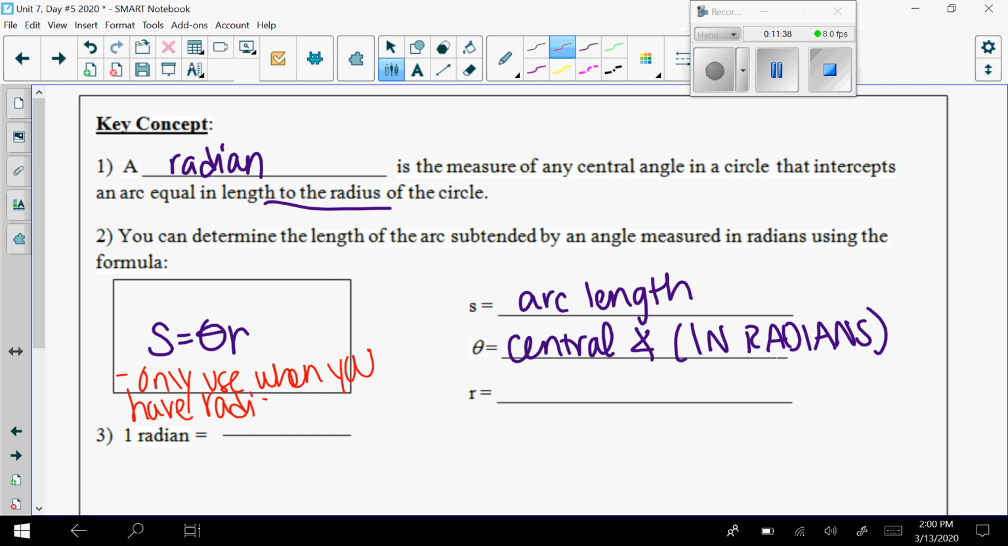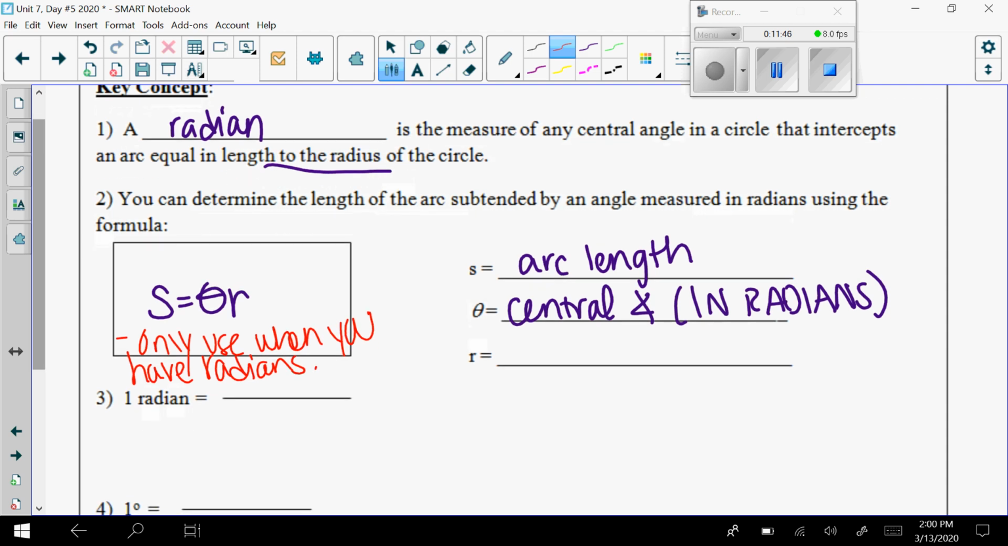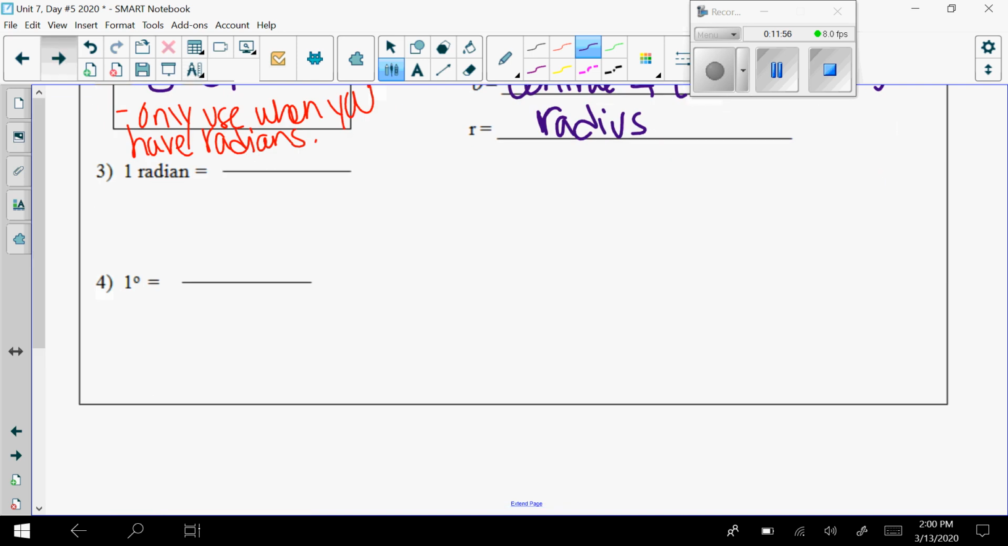So think about it. Do degrees tell you how many radiuses fit in the arc? No, they don't. But radians do. So that's the difference. That's what this formula is saying. And this, of course, is the radius. We'll fill this out later. The 1 radian equals and 1 degree equals, okay? Okay, so let's try one here.